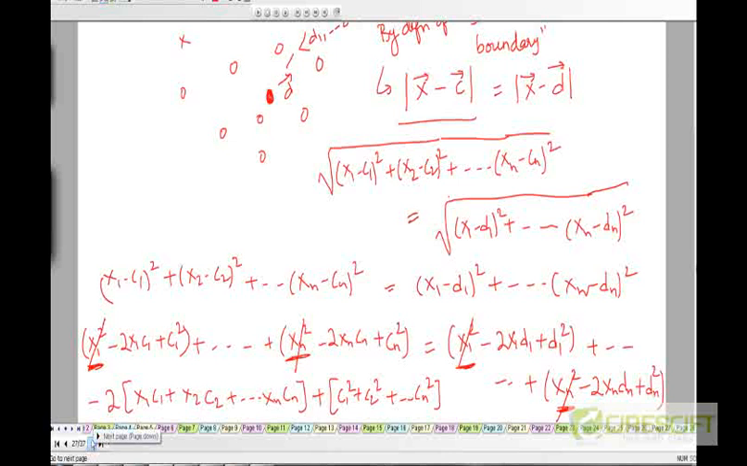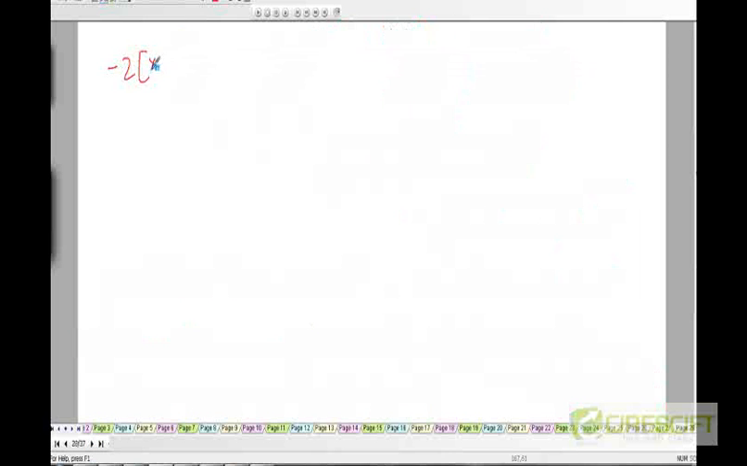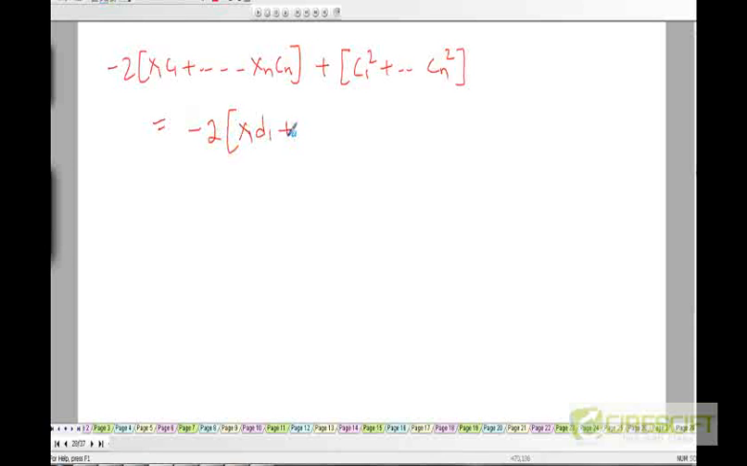So let me go to a new page. Minus 2 (x1 c1 plus ... plus xn cn) plus c1 squared and so on is equal to minus twice (x1 d1 plus ... plus xn dn) plus d1 squared plus d2 squared and so on till dn squared.